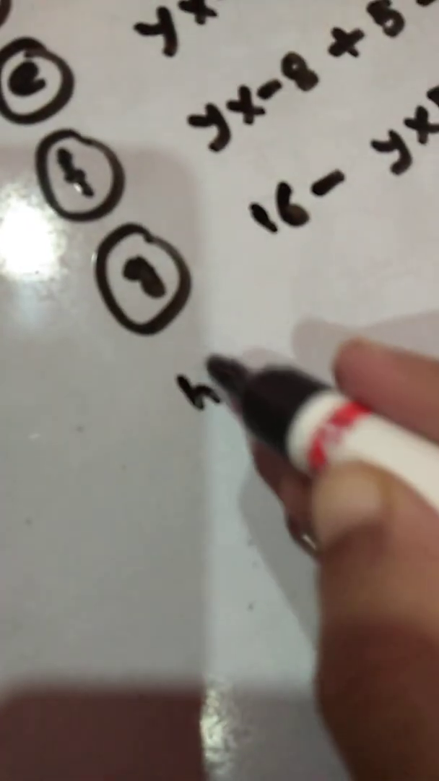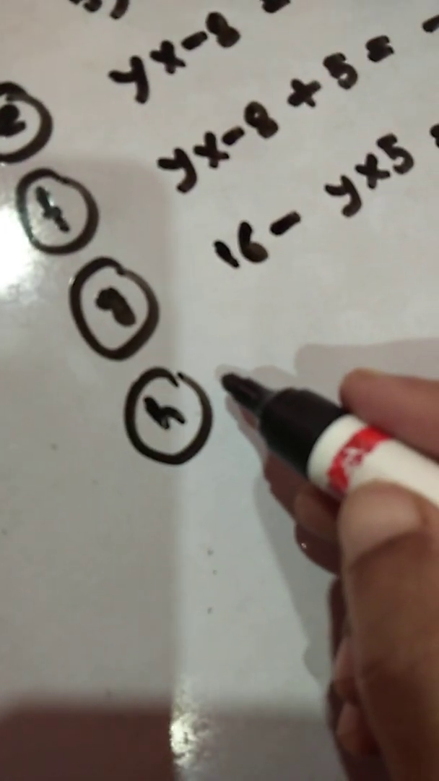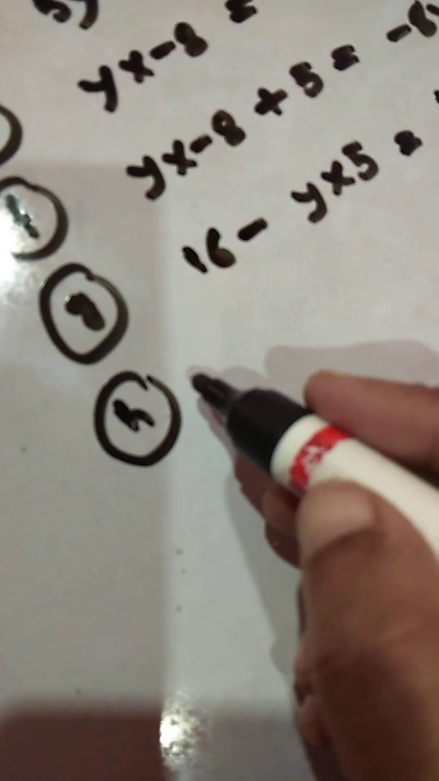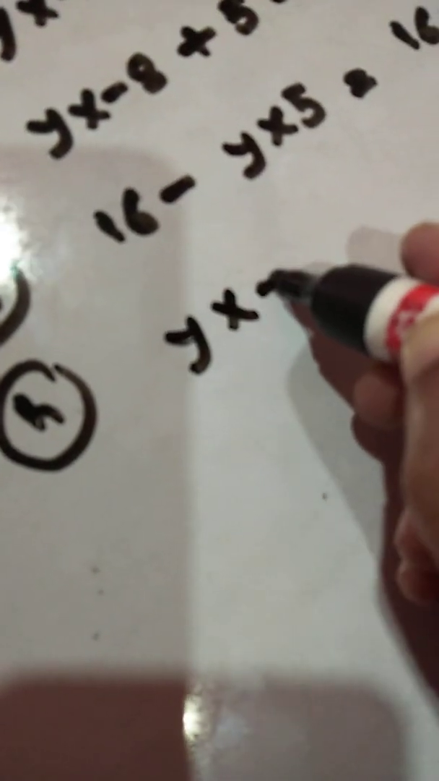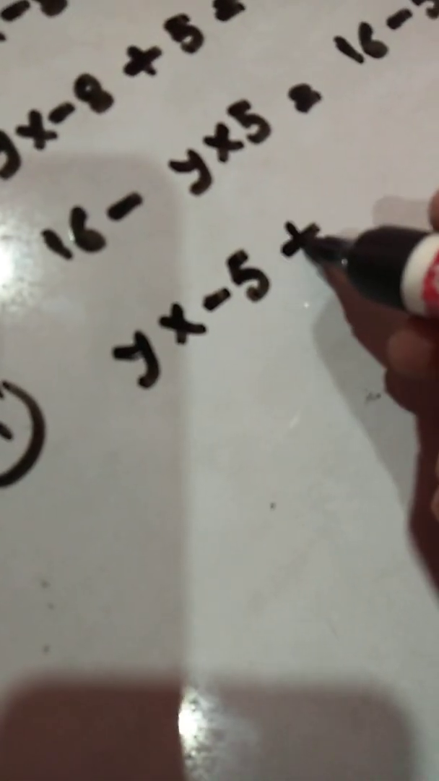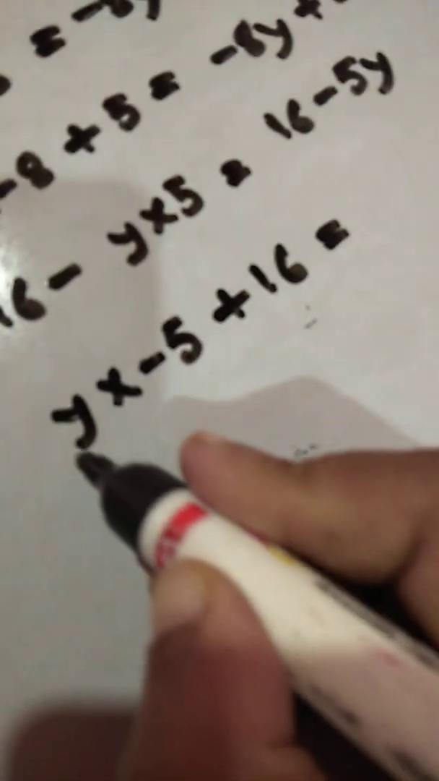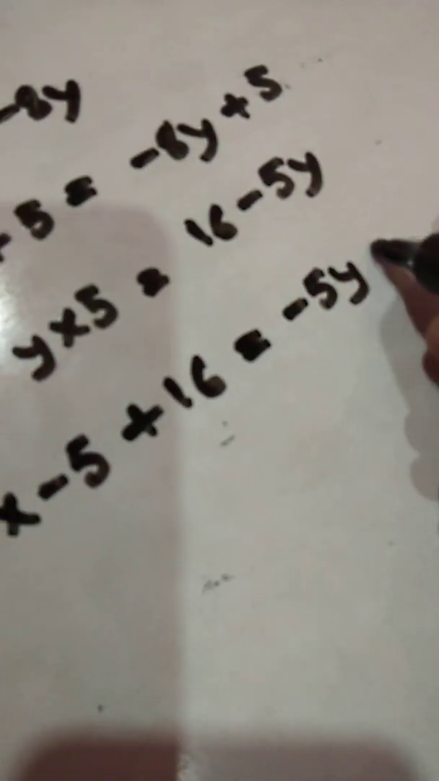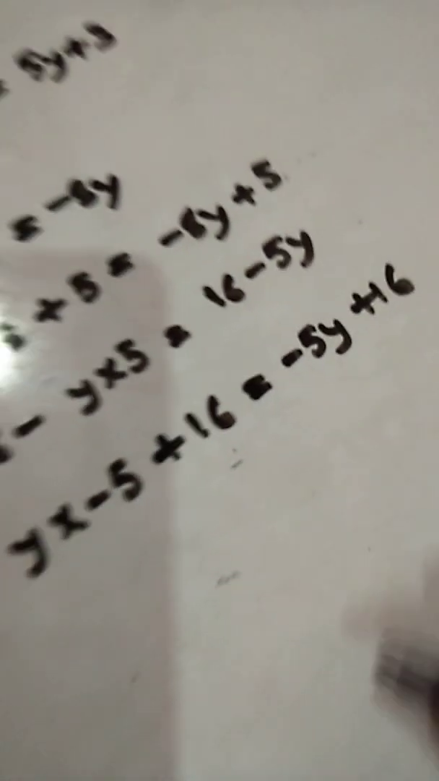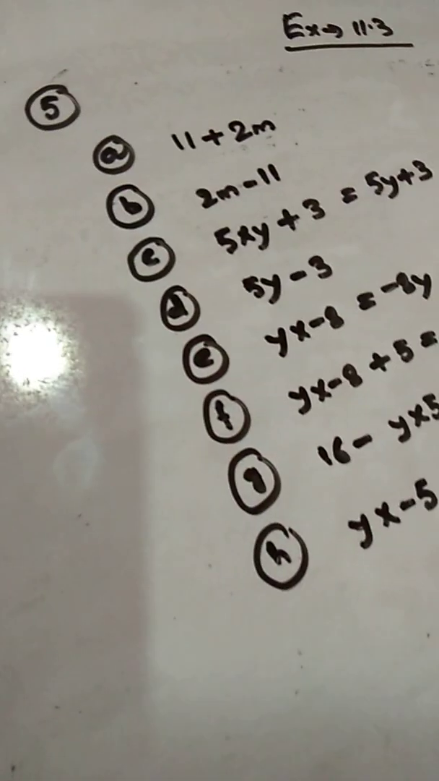Okay. Now number H. Y is multiplied by minus 5 and the result is added to 16. So when y is multiplied by minus 5, the result is added to 16. So what is the result of y into minus 5? It will be minus 5y plus 16. Okay. So these are the solutions of question number 5.